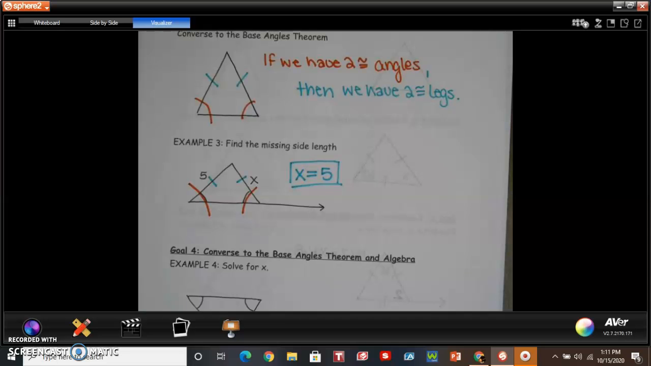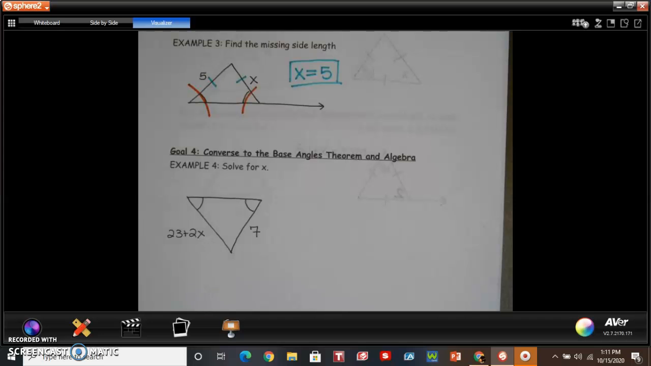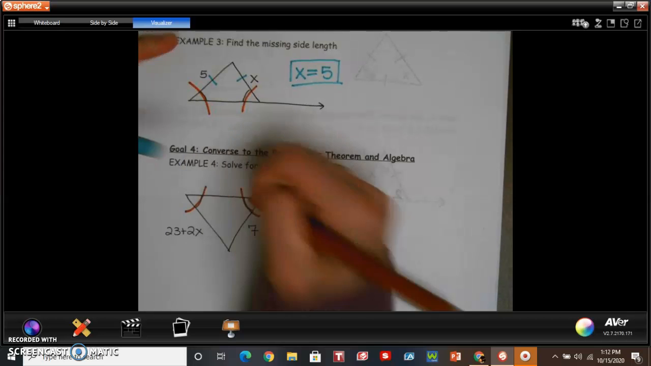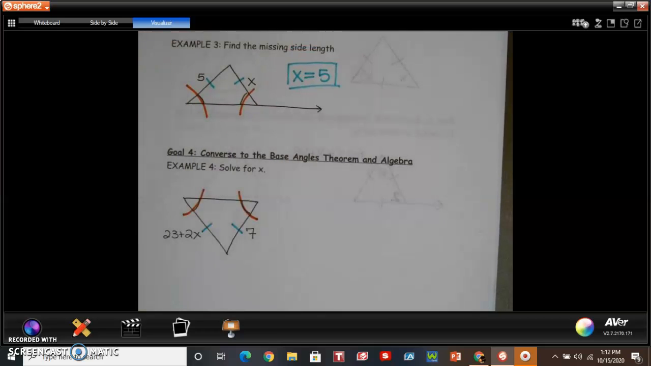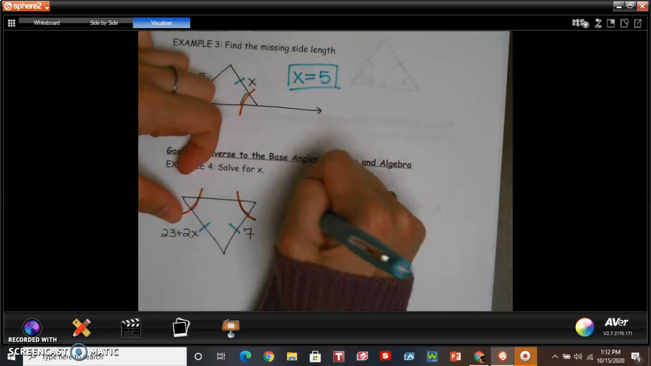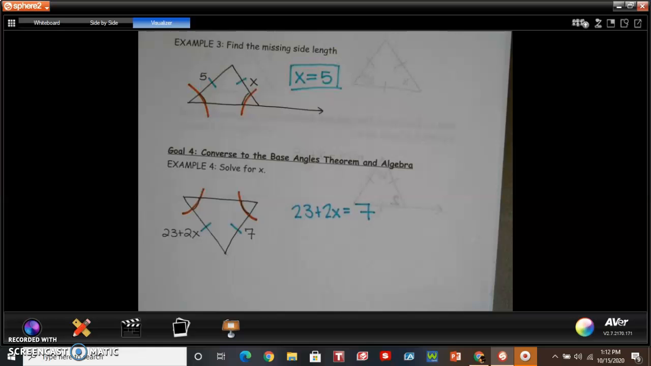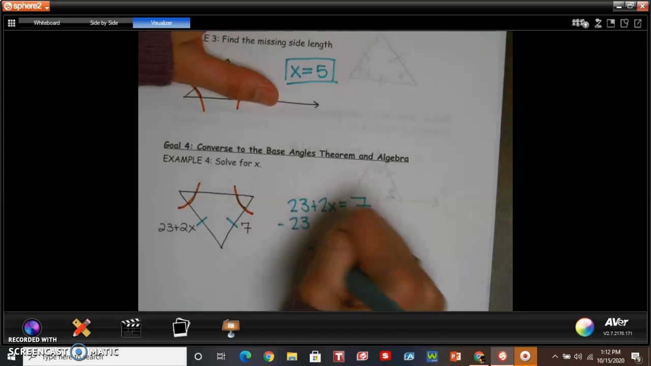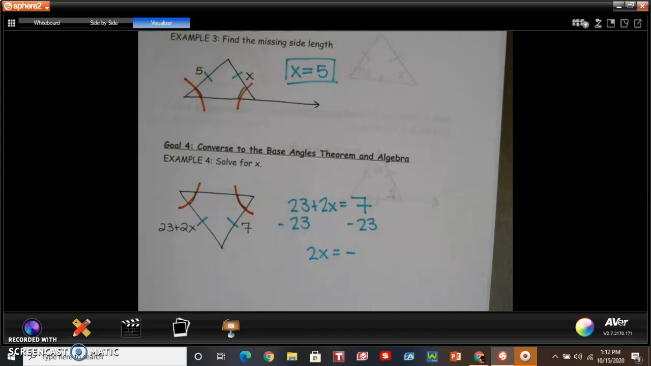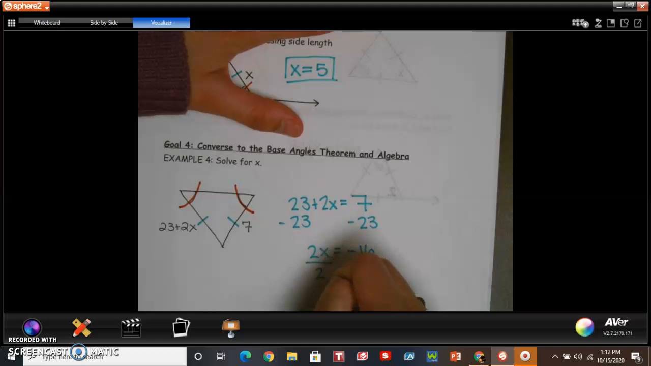It's fun. All right, let's talk about goal 4. We're going to use this converse with algebra now. Here are our feet. Here are our legs. So let's solve for x. Now remember, these legs are congruent, so we can say 23 plus 2x equals 7. Now let's solve for x. Subtract 23. We're left with 2x equals negative 16. Divide by 2. We get x equals negative 8.